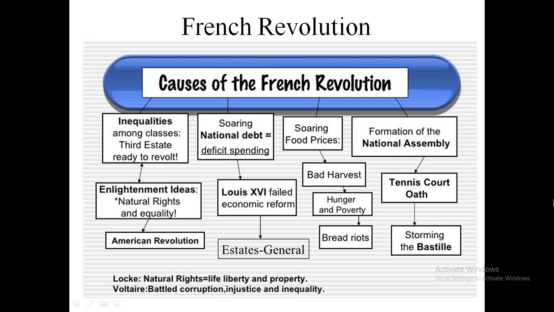soaring national debt, that is deficit spending, Louis XVI's failed economic reform, Estates General, soaring food prices, bad harvest, hunger and poverty, bread riots, formation of the National Assembly, Tennis Court Oath, storming the Bastille. The French Revolution gave to the world the 3 values of liberty, equality and fraternity.